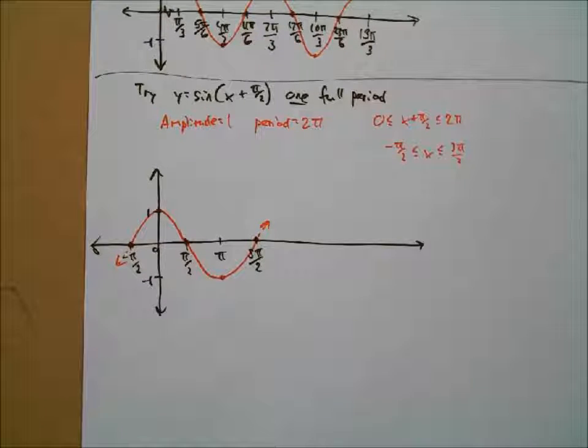Why doesn't it start at 0? If you plug 0 in, 0 plus pi over 2... no, negative pi over 2. Okay. So by the way, what is this a graph of? A wave. Cosine. This is cosine. Sine shifted left pi over 2 is cosine. It's the graph of cosine.